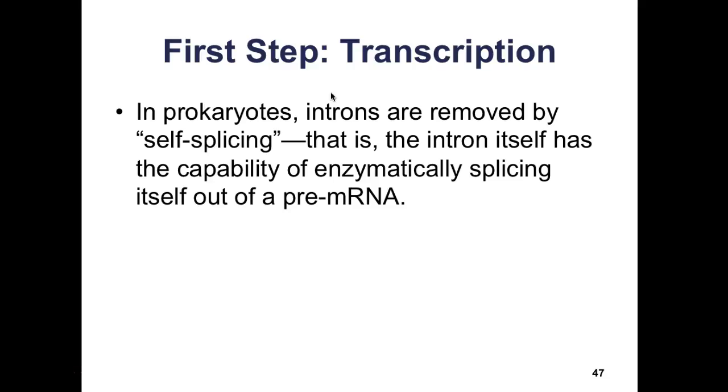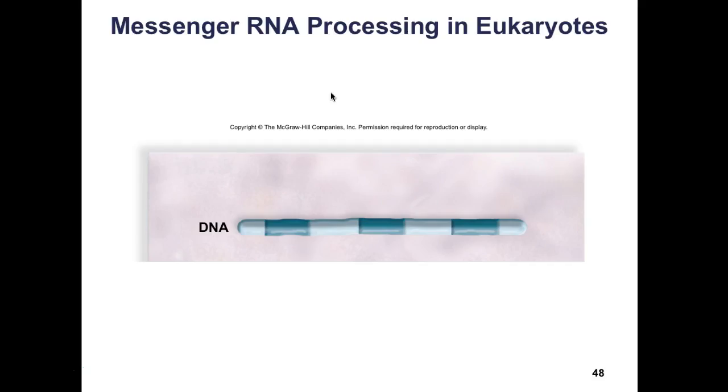And then ultimately the result is a messenger RNA transcript. In prokaryotes, however, introns are removed by self-splicing. That is, the intron itself has the capability of enzymatically splicing itself out of pre-messenger RNA.